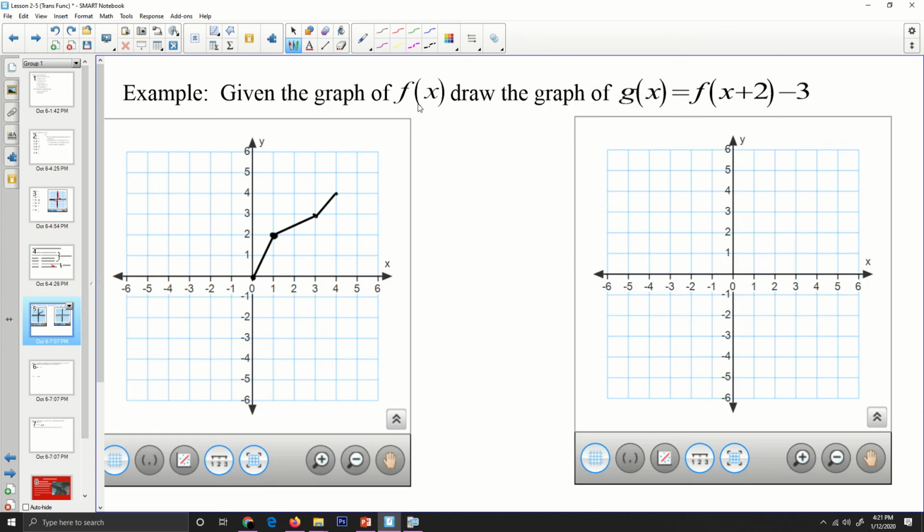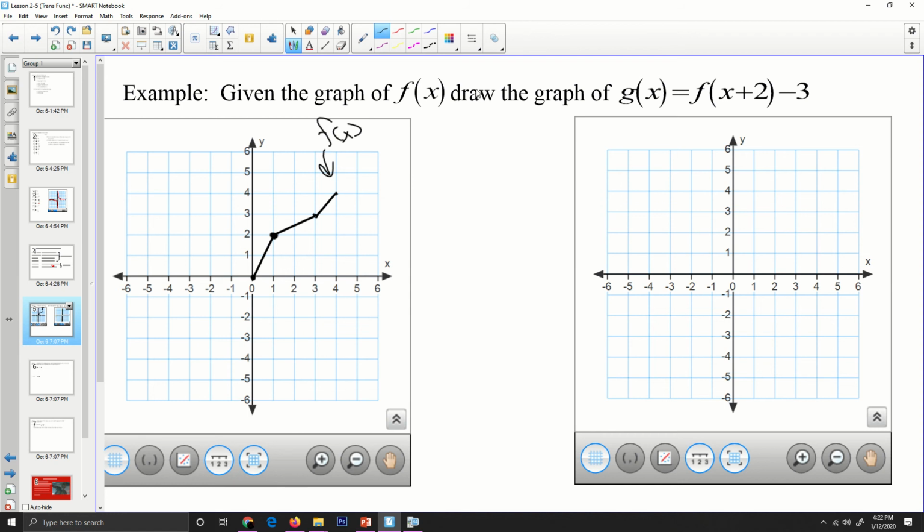It says, given the graph of f of x, and so this thing right here is f of x, sketch the graph of g of x, which is going to be f of x plus 2 minus 3. And so to me, if I were to take a number and plug it in, so let's say I picked like -2. -2 plus 2, so I'm adding to the function first. That's how I would evaluate it. And then I would do the function, and then I would subtract 3.